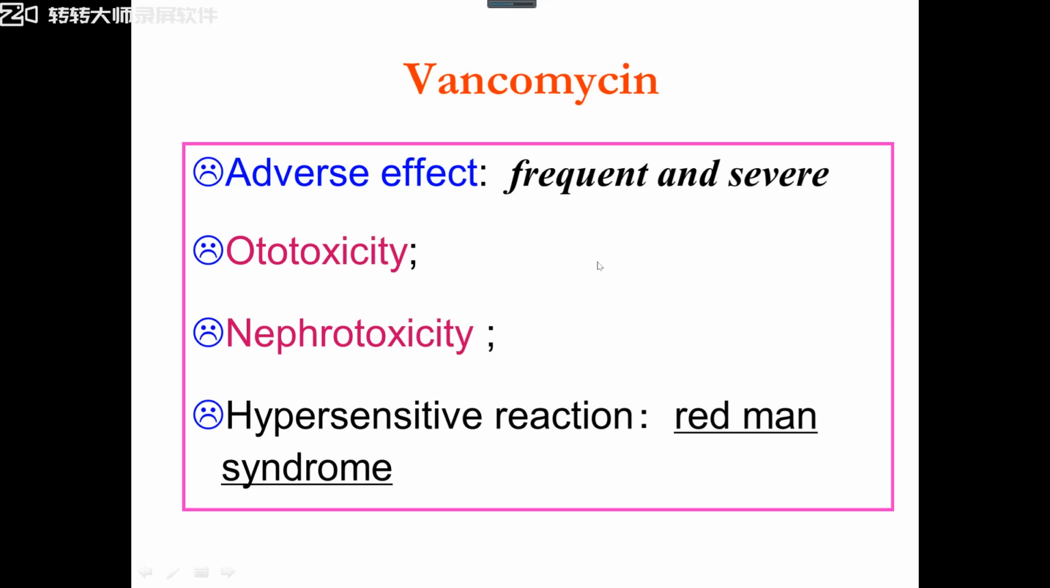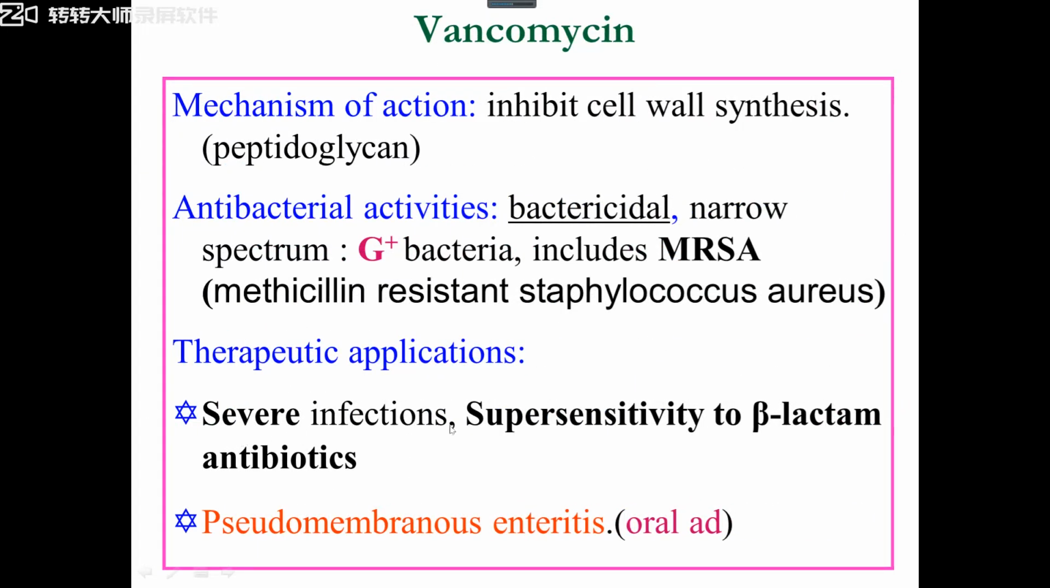The first kind is the first generation cephalosporins. The second kind of drugs is vancomycin. The third kind of drugs, which we will study later, is aminoglycosides. So, because of this frequent and serious toxicity, vancomycin is rarely used in clinic, and is only used to treat these serious infections or superinfection as the last resort.